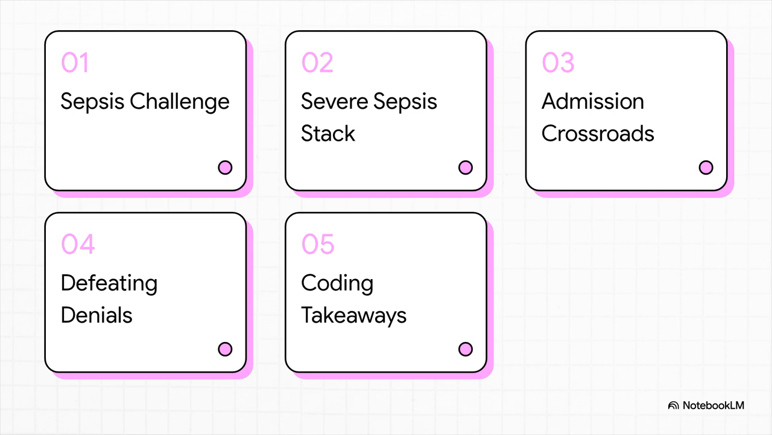Here is our roadmap for today's explainer. Section 1 is the Sepsis Coding Challenge. Section 2 is the Severe Sepsis Stack. Section 3 is the Admission Crossroads. Section 4 covers defeating payer denials, and Section 5 is our final coding takeaways.